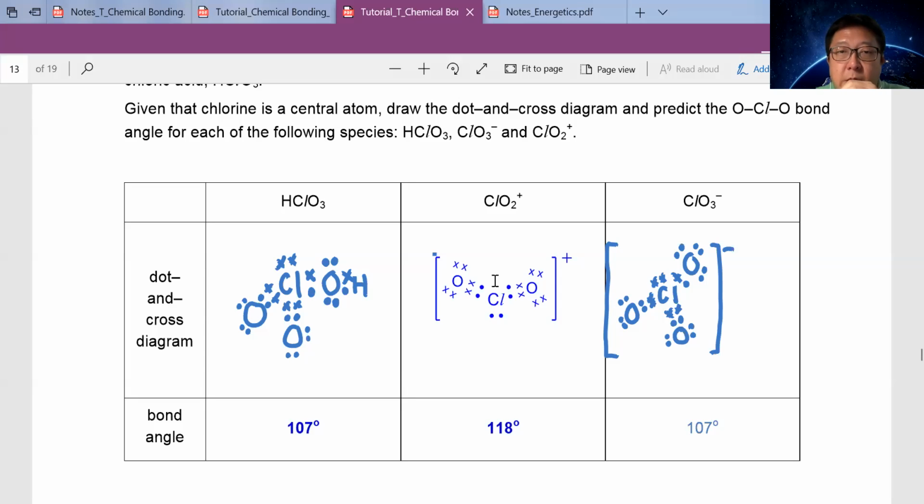No problem, the dot and cross diagram is fine. The first one, the mother shape is tetrahedral, there's one lone pair there, so it's trigonal pyramidal. ClO2, one lone pair here, the mother shape is trigonal planar, and the actual shape is bent, V shape. Then ClO3, you have tetrahedral again, the bond angle is 107, and the actual shape is trigonal pyramidal. The negative charge is given to the more electronegative atom.